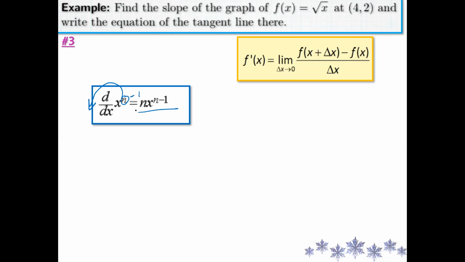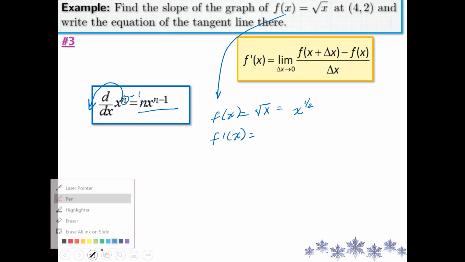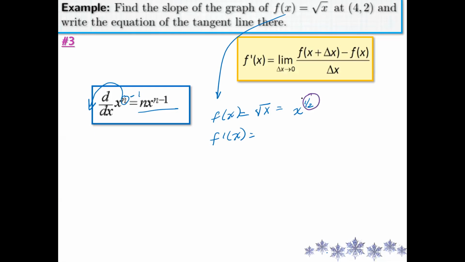So you will have n times x to the n minus 1 power. Looking at this example right here, we have f of x equals the square root of x. Immediately, I know that I cannot have a square root, so I'm going to transfer from a radical form to an exponential form. And then when I apply the power rule, my 1/2, which is the n, comes down in front. And then I have to subtract the 1.